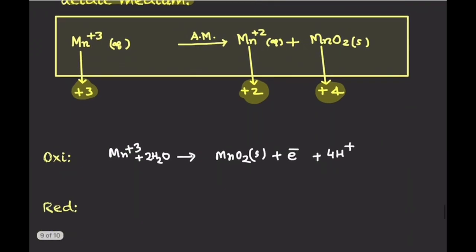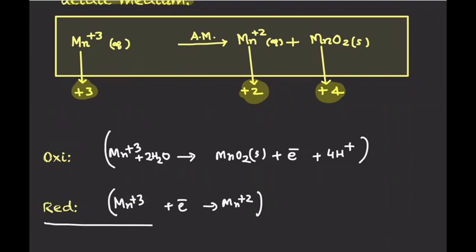So for the reduction reaction, in the same way we can write that manganese plus 3 will accept 1 electron to form manganese plus 2. The atoms whose oxidation number is changing are balanced, charge is balanced, and there is no other atom whose oxidation number is changing, so we have balanced the reduction part. So in the overall reaction, if we add, the number of electrons are equal, so they will cancel out.